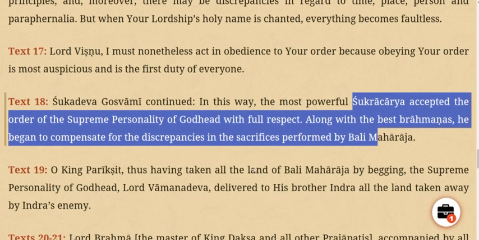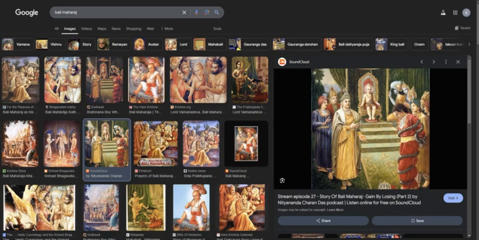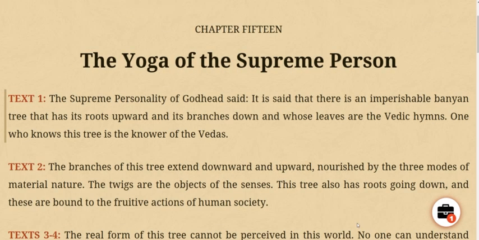And therefore, Bali Maharaj didn't do Guru Avagya. Externally, he did Guru Avagya. But in essence, he didn't. Does that answer your question? Okay.